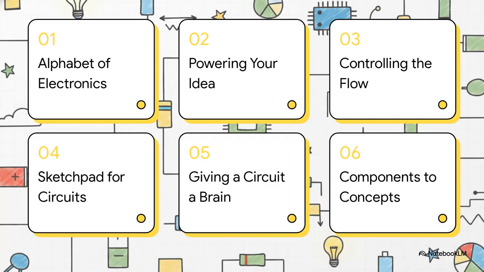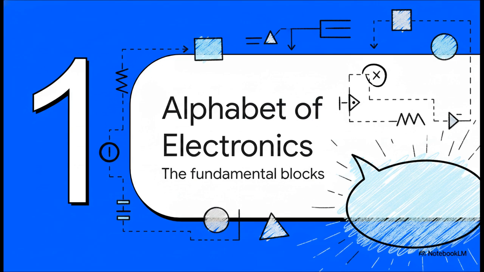Okay, so here's how we're going to tackle this. First, we'll cover the alphabet of electronics. Then, we'll talk about powering your idea, controlling the electrical flow, and how you can sketch out circuits. After that, we'll get into giving your circuit a brain, and finally, we'll put it all together, from components to concepts. All right, first up, the alphabet of electronics. We're talking about the fundamental building blocks here.